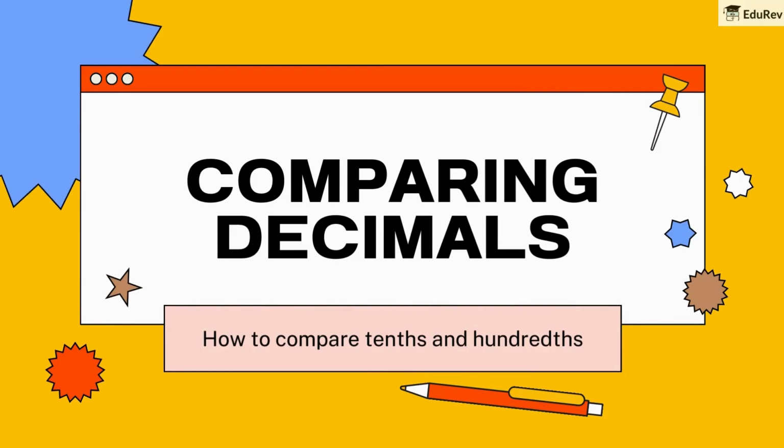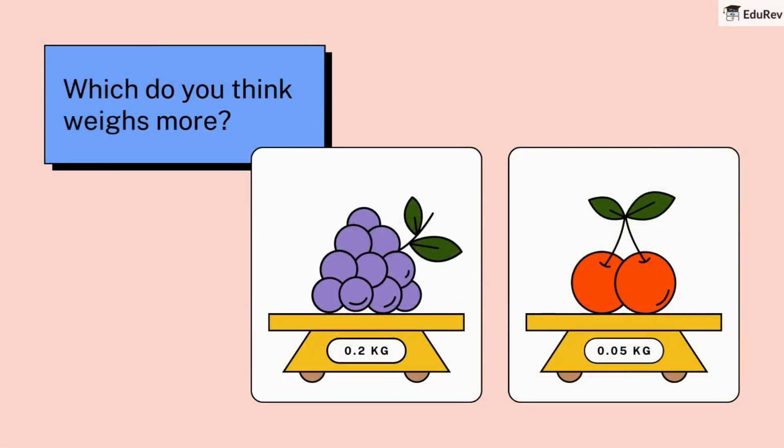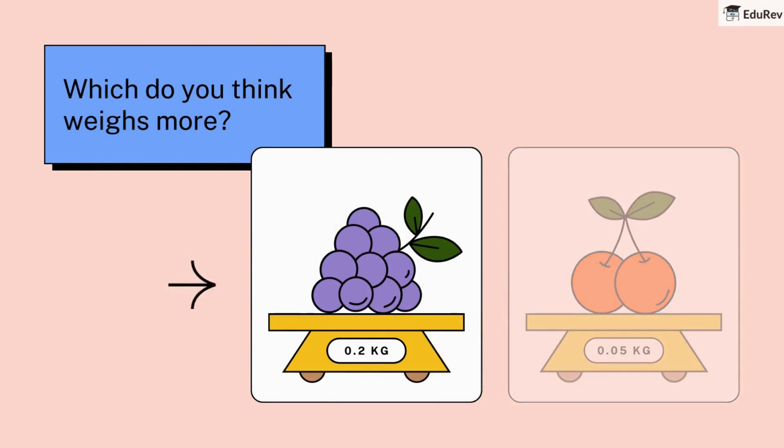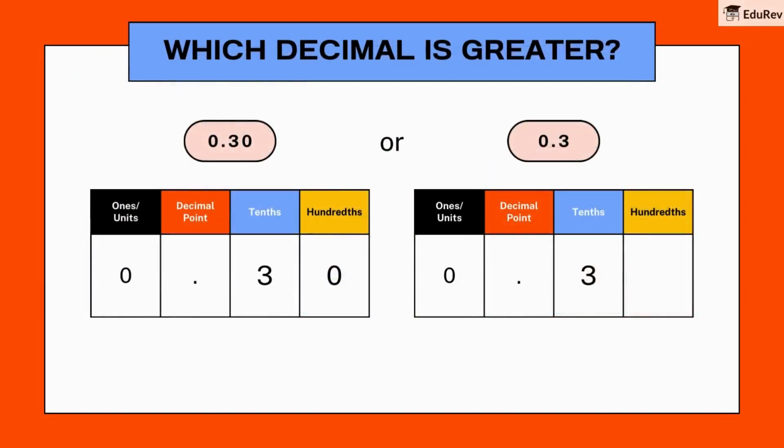Now since we can read and write decimals, let us try to compare them. We will start with an easy example. Which do you think weighs more, 0.2 kg or 0.05 kg? If you guessed 0.2 kg, you're right. It's because when we compare decimals, the place value of each digit is really important. Remember, as we move to the right of the decimal point, the value decreases by a tenth.